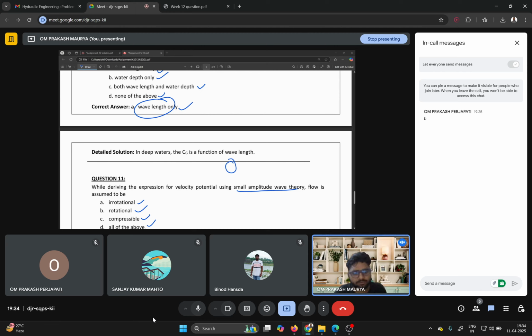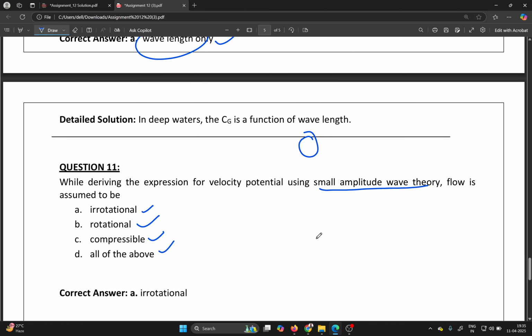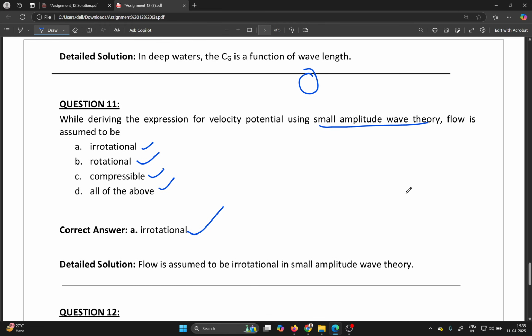Okay, let me just show you the answer for question number 11. The answer will be irrotational. The assumption should be irrotational. Remember, please, always. Next question. Here is some detailed solution: the flow is assumed to be irrotational in small amplitude wave theory.